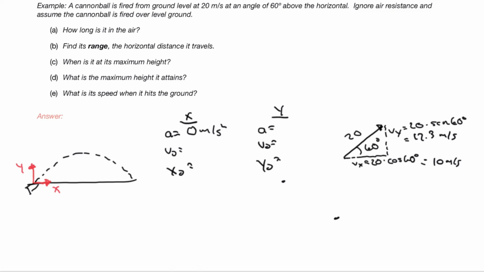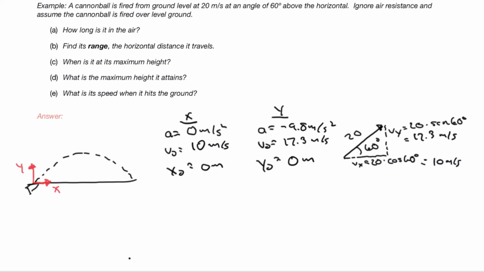V naught in the x direction is 10 meters per second. X naught is 0 because it was originally located at the origin. For the y direction, a is negative 9.8 meters per second squared. The initial velocity is 17.3 meters per second, as we just found in our triangle. And the initial position in the y direction is 0 meters because it was originally located at the origin.